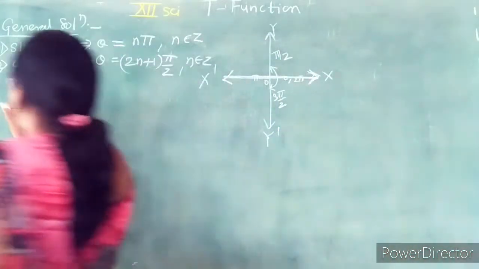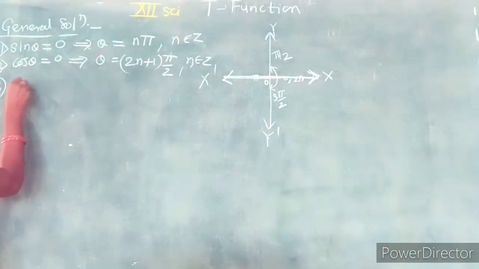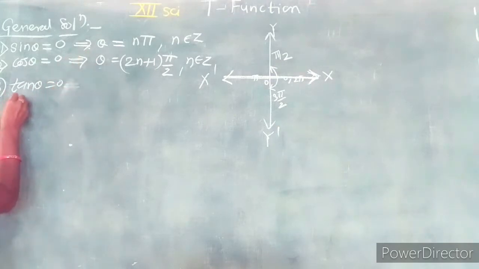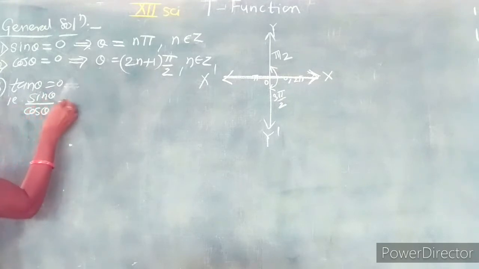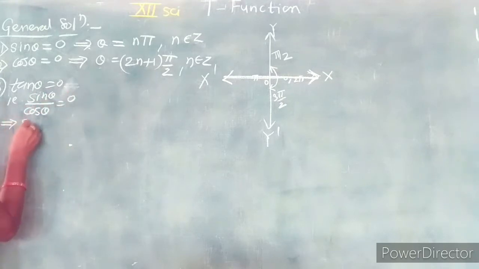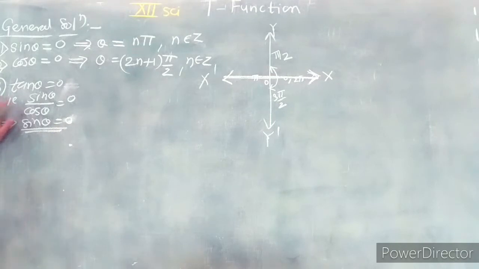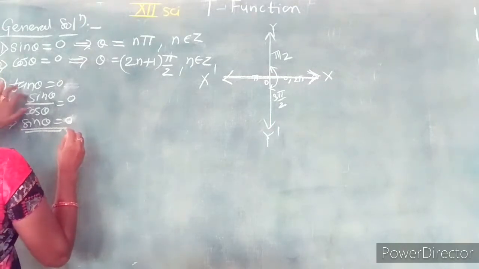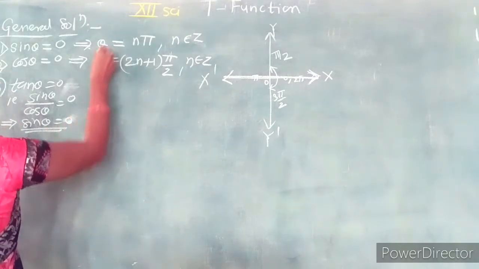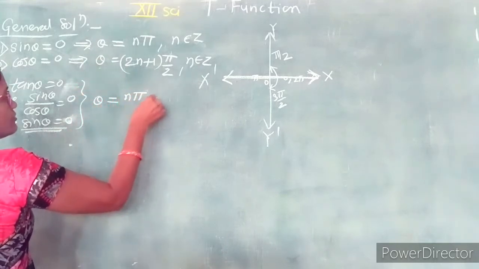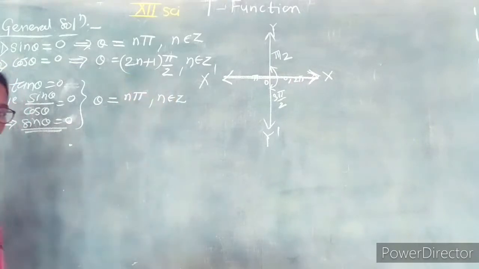Now we take the next equation, the tangent equation: tan theta equal to 0. That means sin theta upon cos theta is equal to 0. Again, its general solution is nothing but the general solution of the equation sin theta equal to 0, because cosine is never 0, and therefore we take sin theta equal to 0. For this condition the same solution holds, that is theta is equal to n pi for n belongs to Z.